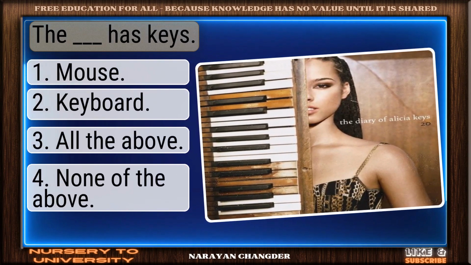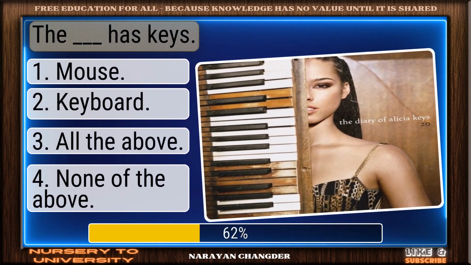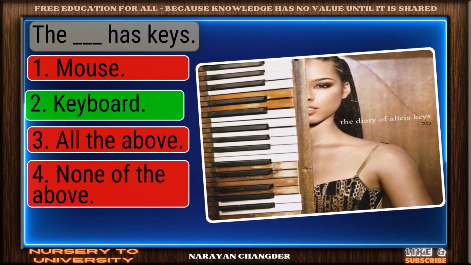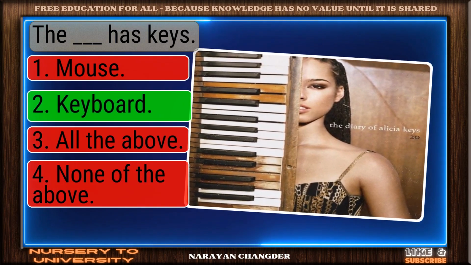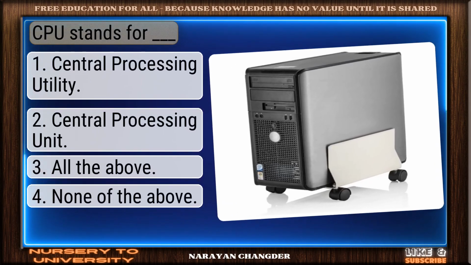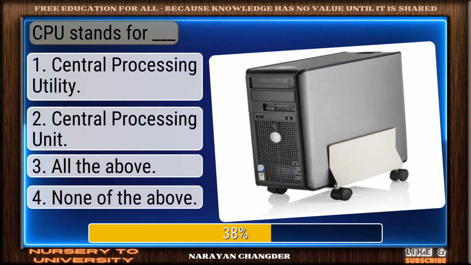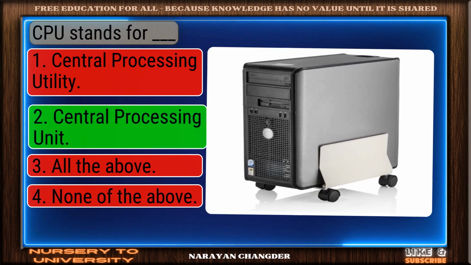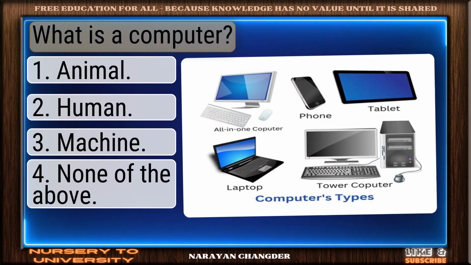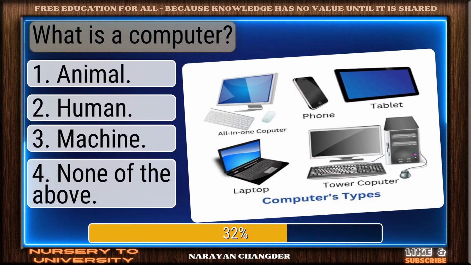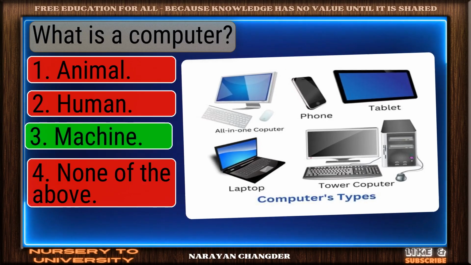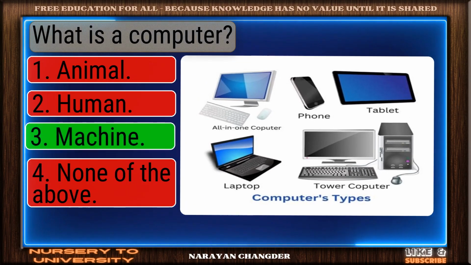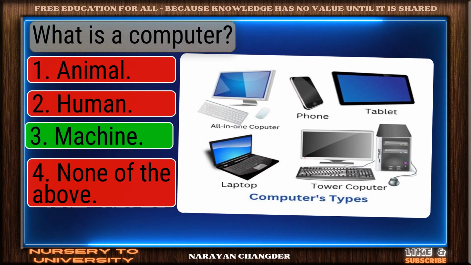The dash has keys. Perfect. Keyboard is the correct choice. CPU stands for dash. Nice work. You chose Central Processing Unit, and it is correct. What is a computer? Clear logic. Your choice machine is sound.